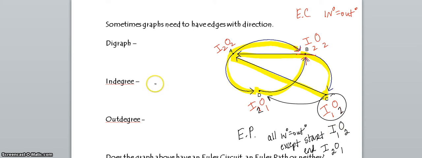So for example, if I said that we were at a vertex and there were 7 ins and it was going to be our starting vertex, how many outs would it need? 8. And if our ending vertex had, let's say, 11 ins, how many outs would it need? 1 less, which would be 10. All right, there you have it.